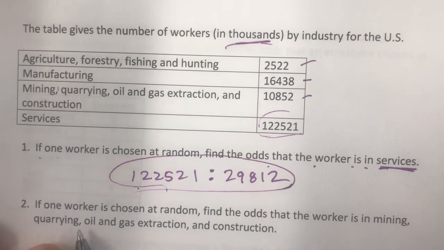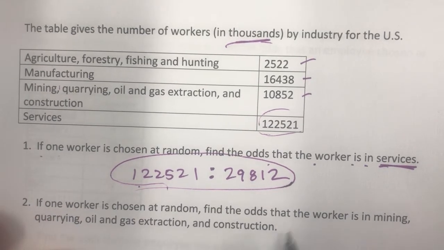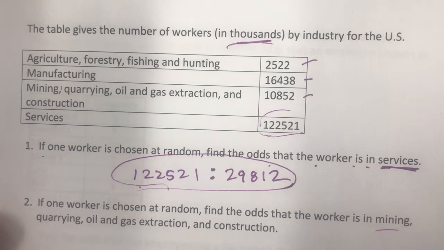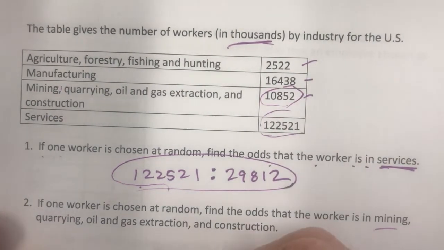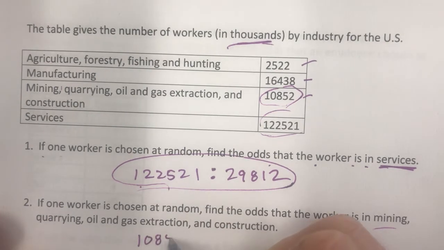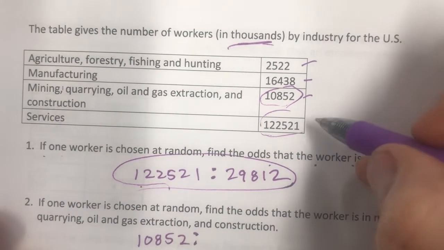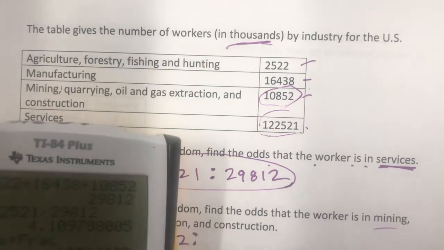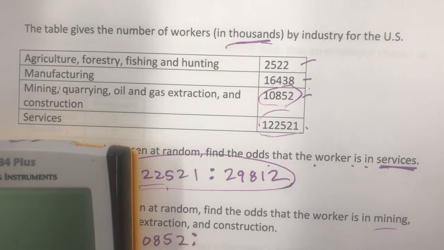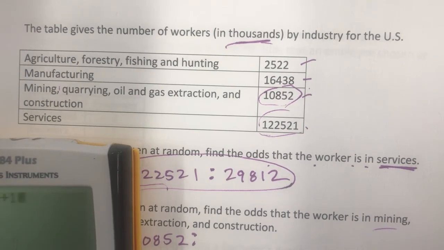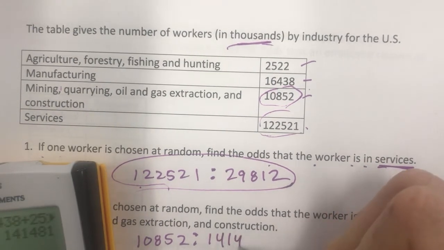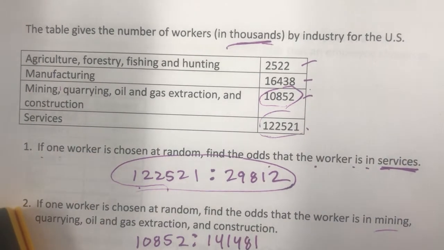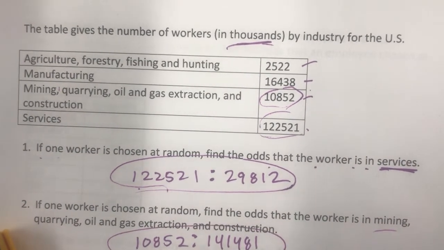Okay. What about this one? If one worker is chosen at random, find the odds that the worker is in mining, quarrying, oil, and gas. All right, so that's this one here. So what's the odds in that? All right, so that's what's favorable, 10,852. What's unfavorable? Well, I've got to add these other ones up. So let me add those up. 122,521 plus 16438 plus 2522. Add those up and I get 141481. And of course I want to divide them down, but I don't think they're going to divide down on this one.